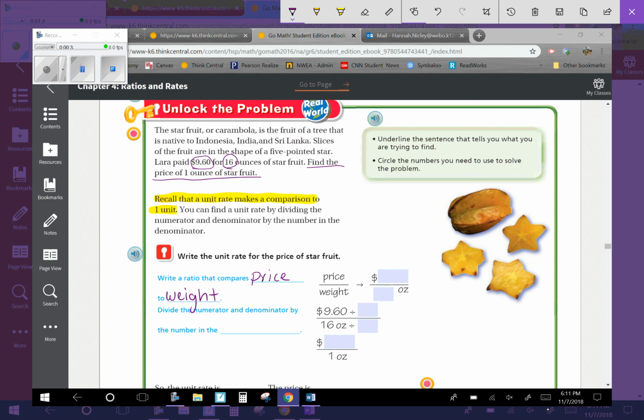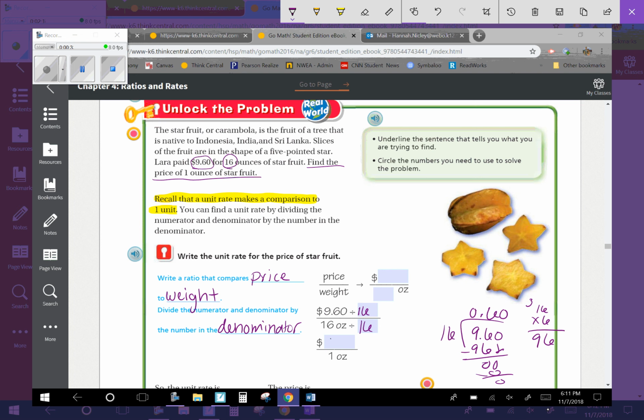Ounces is weight. So we're going to divide the numerator and denominator by the number in the denominator so that we can compare it to 1. So we're going to take $9.60 divided by 16, and we're going to take 16 divided by 16. So if we take $9.60 divided by 16, we're going to get 0 decimal 6.